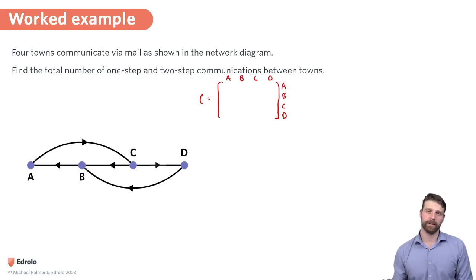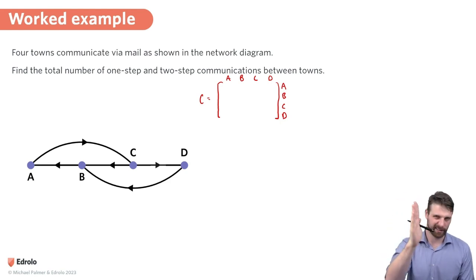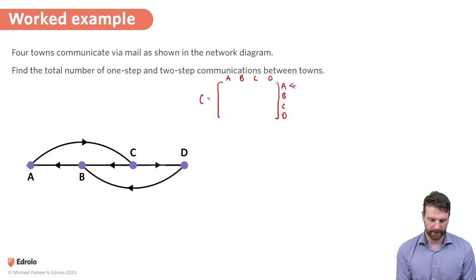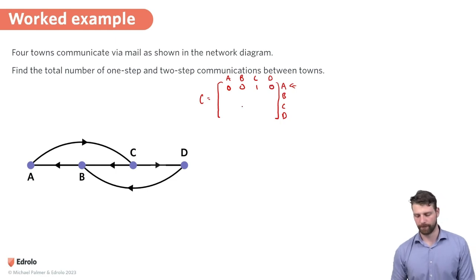So important here to go row first and then column. So can this row talk to this column? So first off, can A talk directly to A? No, it can't. And so we put a 0. Can A talk to B? Again, no, it can't. But it can talk to C. It can't talk directly to D. So that row is done.